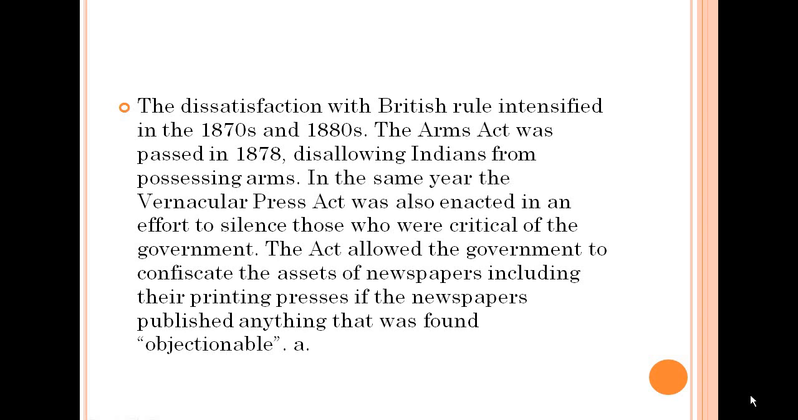So the British were taking away all the power which could influence or make people aware. Under that act, the government could take away all the assets of printing presses and newspapers from wherever anything against the British could be published, so that they were not able to do that. Anything they found objectionable, they took away.